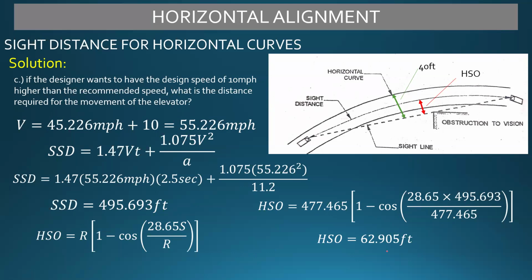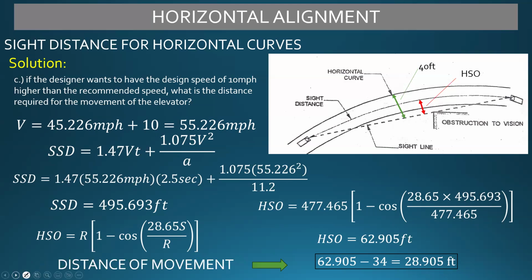Is this our final answer? No. The question asks for the distance we need to move the obstruction from its original location. Since HSO is a measurement, we subtract the HSO we solved earlier. So that is 62.905 minus 34. We need to move our obstruction 28.905 feet so that we can increase the speed along this section. Okay?